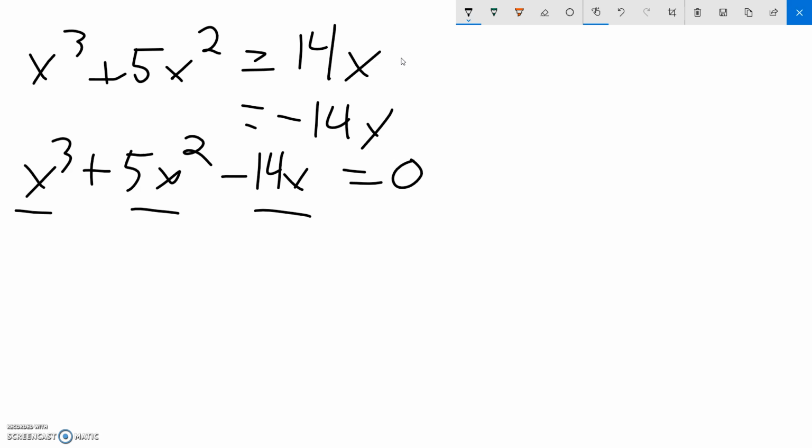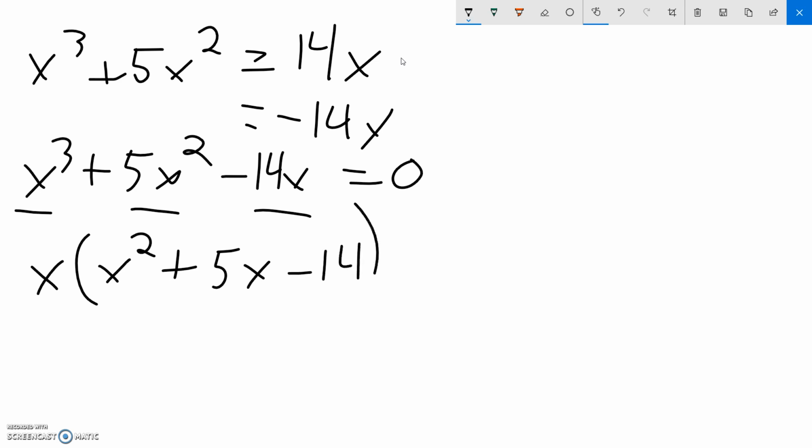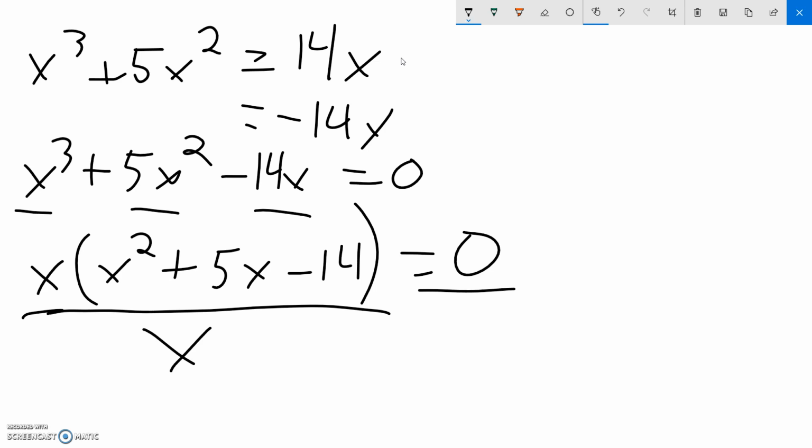So there's a common factor, it's x. So let's factor out that x. So x times x squared plus 5x minus 14 still equals 0, but we've got to get rid of this x over here. So what we'll do is divide the whole thing by x on both sides to make it equal. Over here, divided by x, it would just wipe that x out. And 0 over x is still equal to 0.